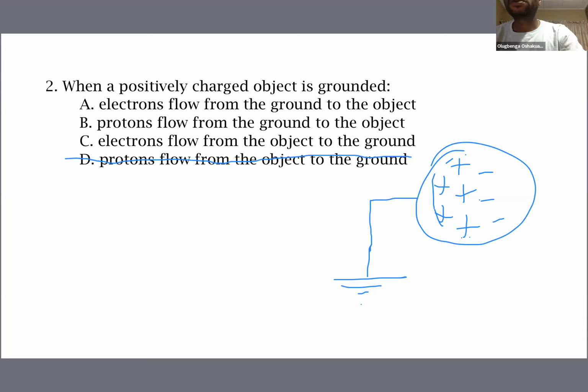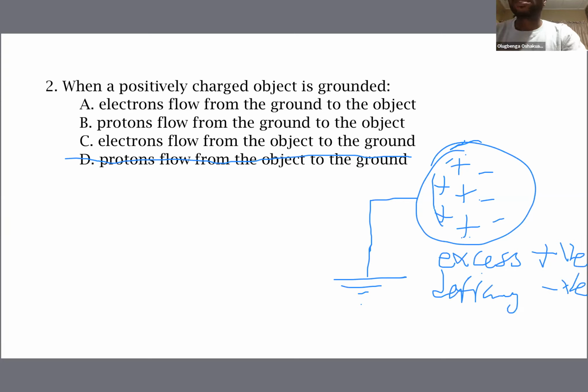Electrons flow from the object to the ground. It is positively charged. It is having excess protons and deficiency of electrons. So we will not expect electrons to leave this body. So electrons will not flow from that object to the ground. Let's move to option B again.